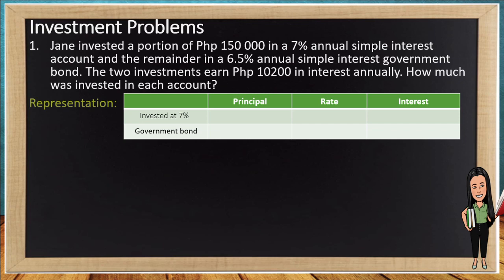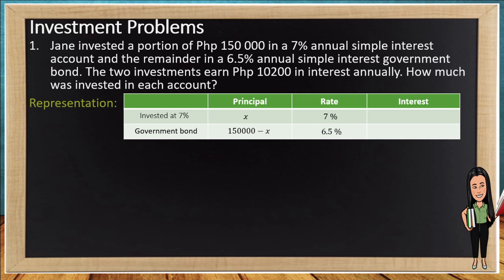So, let us represent the first one using X. According to the question, 150,000 yung total na investment niya. So if the first investment is X, then the other one is 150,000 minus X. For the first one, the rate is 7%. For the second one, it's 6.5%.